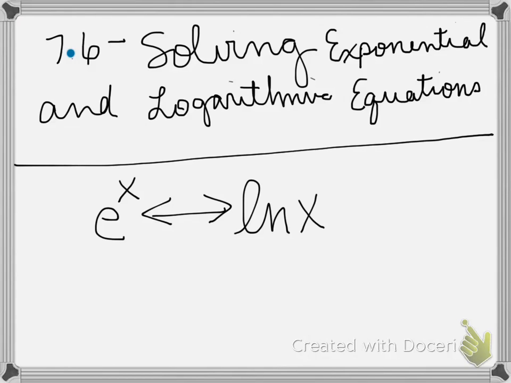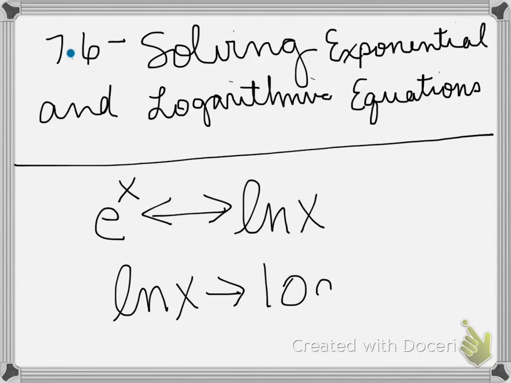Another thing that's good to know is that ln x, being the natural log, actually means log base e of x. I think this came up in 7.4, but it's a good thing for you to remember. So since we're going to use e to inverse log and ln to inverse e, we have lots of examples to go through. So let's try one.